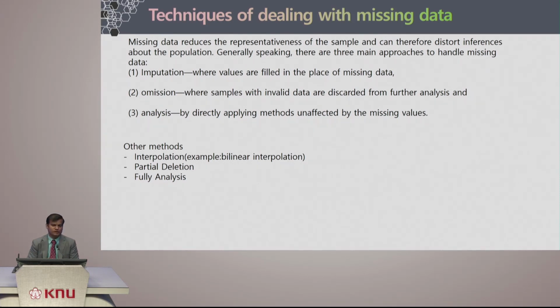People also use some examples like interpolation methods. You have two values, and with these two values they try to interpolate the middle value. And some people do partial deletion, that is also possible. Let's look at a few details about imputation, omission and analysis.